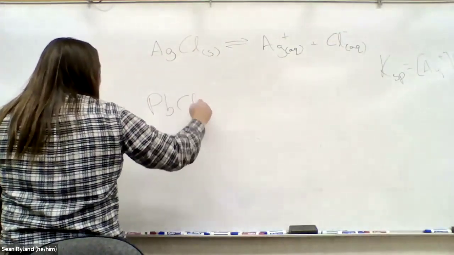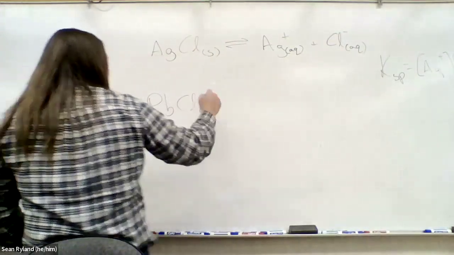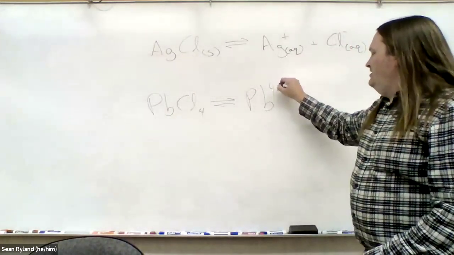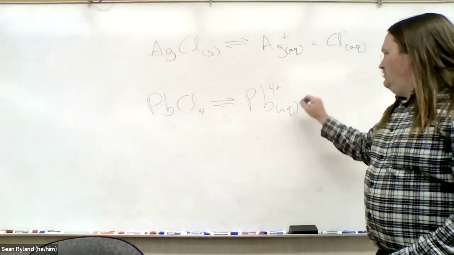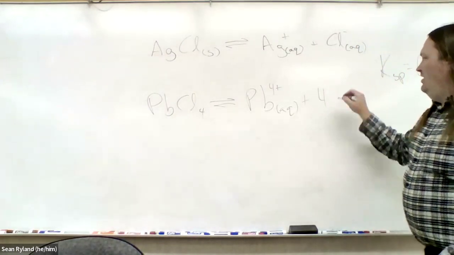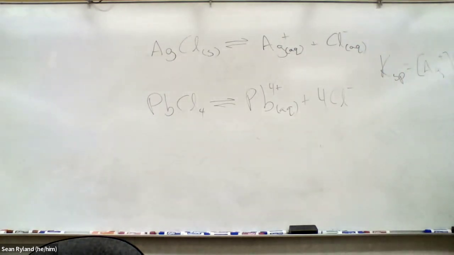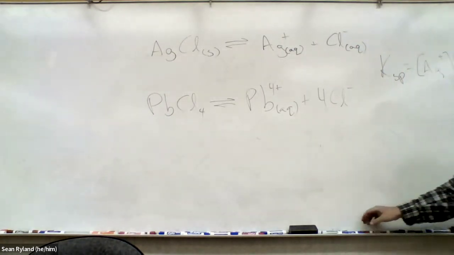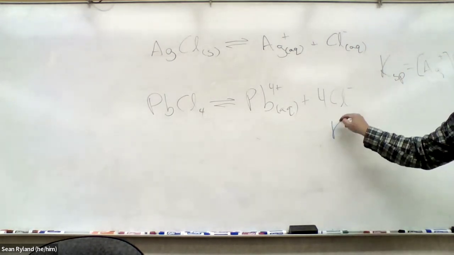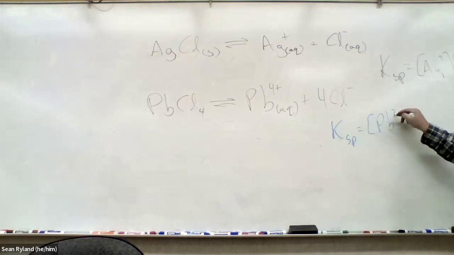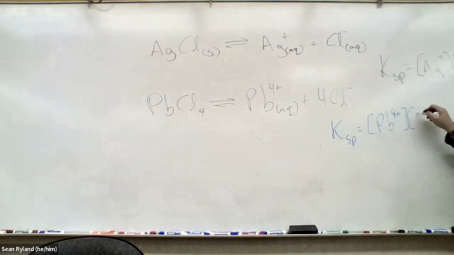Lead chloride, let's see, it's lead 4. So PbCl4 is going to have a similar solubility product, except it's not going to be 1-to-1. We're going to get this, right? The solubility product for lead 4 chloride is going to look like concentration of lead times concentration of chloride to the 4th power.